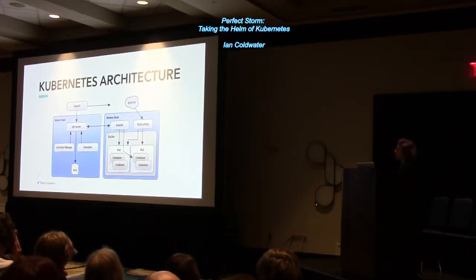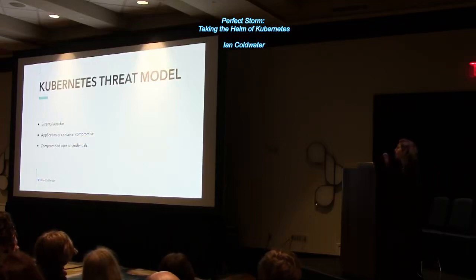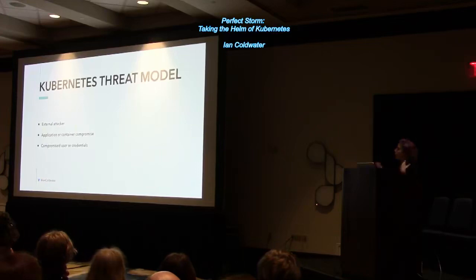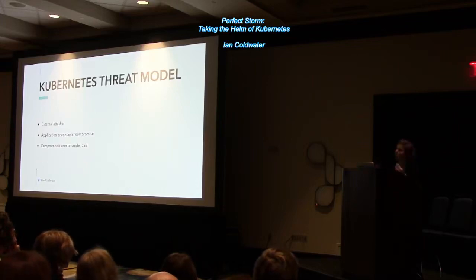and is fairly easily accessible, especially in older versions or in incorrectly configured clusters now. In general, the Kubernetes threat model is like an external attacker coming from the outside, a compromised container or a compromised application within a container, or a compromised user or credentials. Computers are dumb pipes. I think many of us know this, that if you have somebody's credentials, as far as the computer's concerned, you're that person.